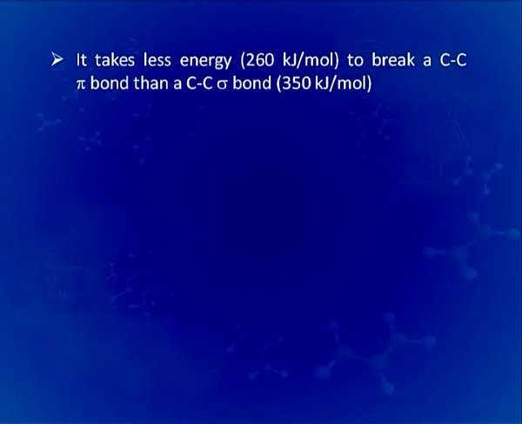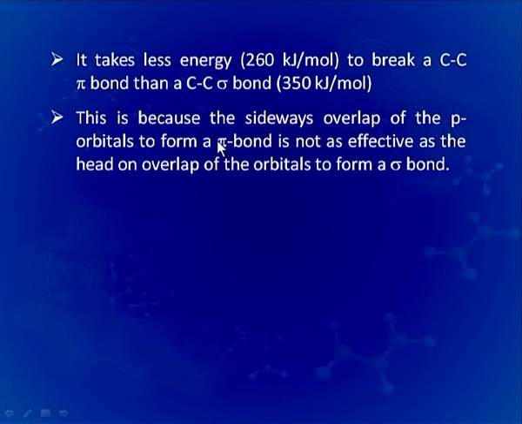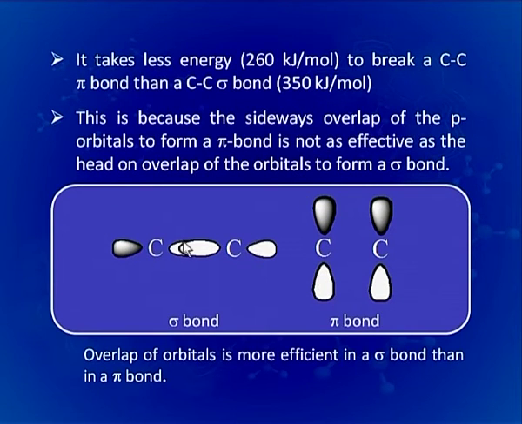It takes less energy to break a carbon-carbon pi bond than a carbon-carbon sigma bond. The values correspondingly for a carbon-carbon pi bond is around 260 kilojoules per mole, while that for a carbon-carbon sigma bond it is around 350 kilojoules per mole. This is because the sideways overlap of the p orbitals to form a pi bond is not as effective as the head-on overlap of orbitals to form a sigma bond. This we have tried to show in this picture.